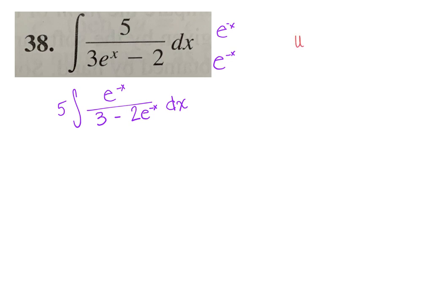If my u is that denominator, 3 minus 2e to the negative x, then my du, this 3 is going to 0 out, and it's just going to be 2e to the negative x times that negative 1 dx. And I don't want the 2 in front of it, so I have to multiply both sides by that negative 1/2. So negative 1/2 du is going to equal e to the negative x dx, which is my numerator here, e to the negative x dx. I can substitute with this, the negative 1/2.